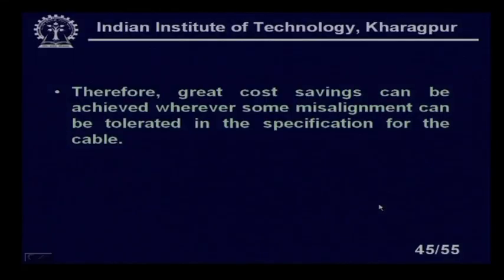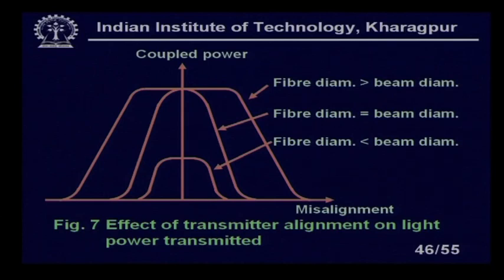Therefore, great cost savings can be achieved wherever some misalignment can be tolerated. That is the reason multi-mode fiber is always preferred over the monomode fiber. This little misalignment will not affect much. You see, this is the effect of transmission we talked about. Here the fiber diameter is more than the beam diameter.